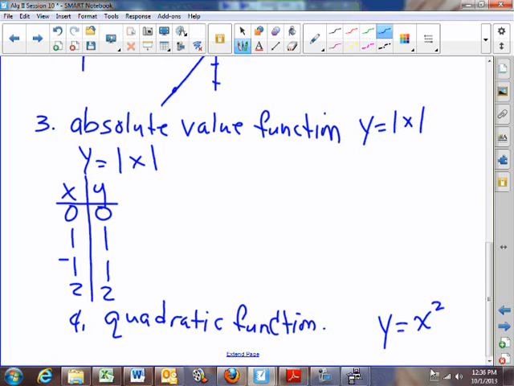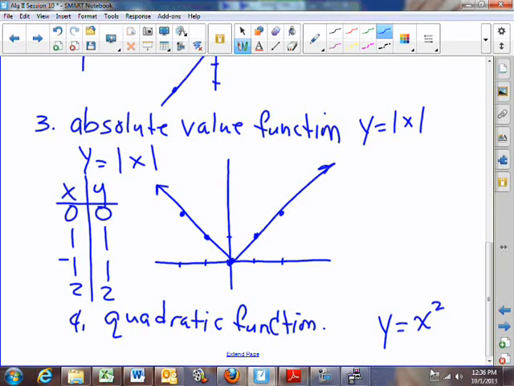Now, I didn't write that down. Don't quite have enough room, but you get the idea, I'm pretty sure. So we have 0, 0, 1, 1, negative 1, 1, 2, 2, negative 2, 2. I didn't write that one down, but we did find that one. And so notice what we get with the absolute value is a thing that looks a bit like a V.